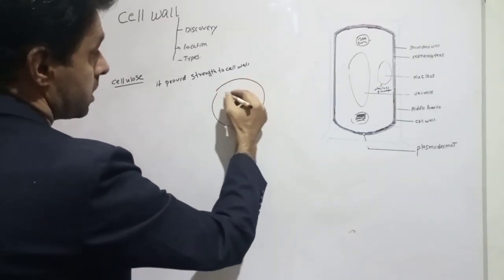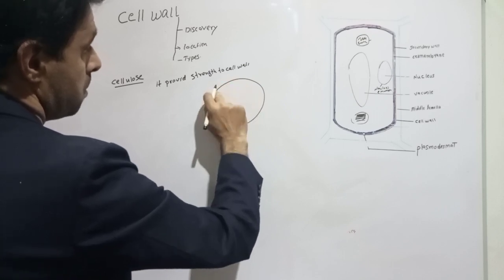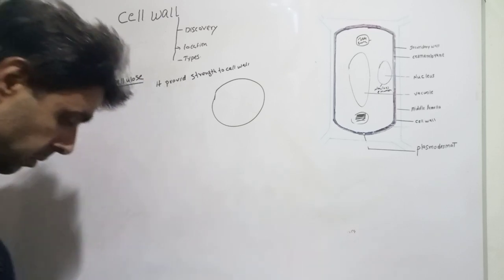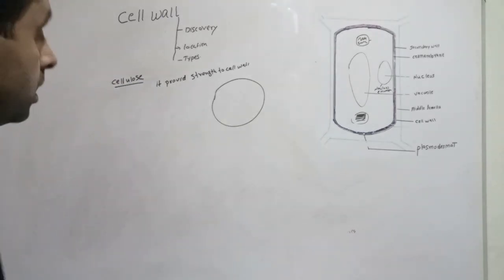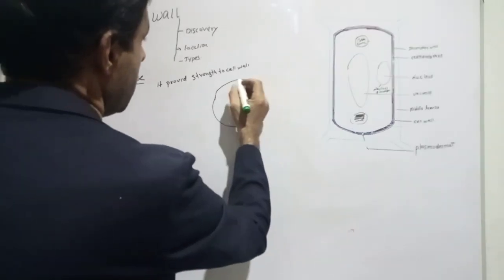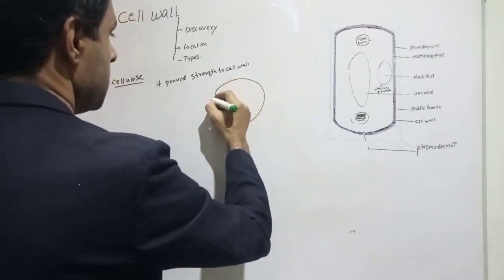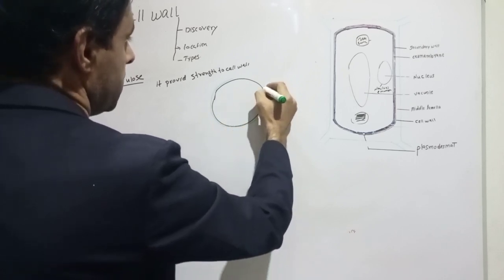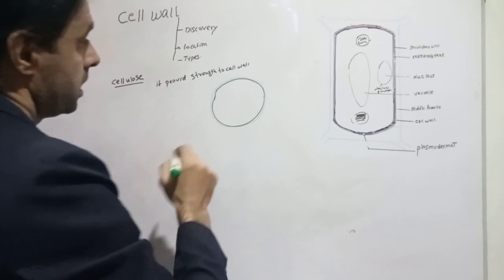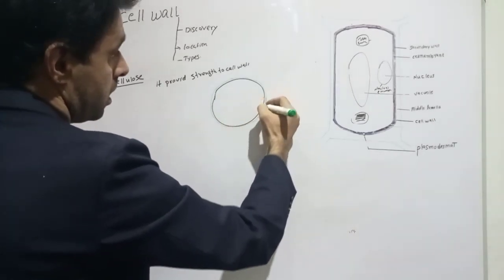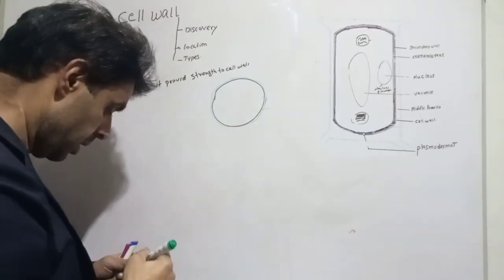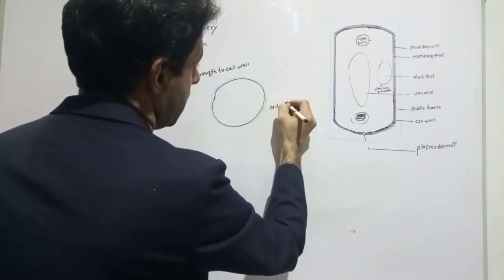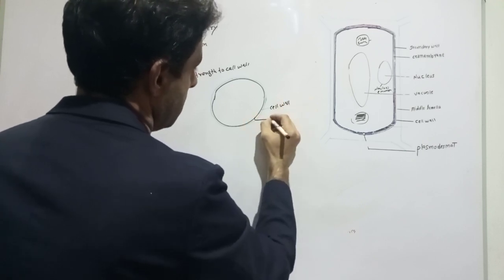Let's suppose the black one is the plasma membrane, and this is the green one, only so that you can understand it easily. The green one, let's suppose, is the cell wall, and the black one is the cell membrane.